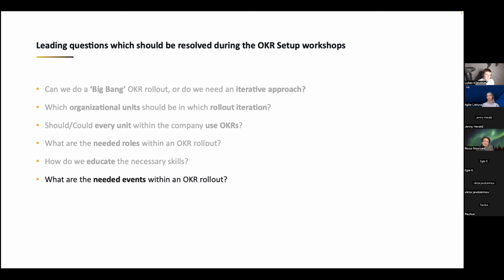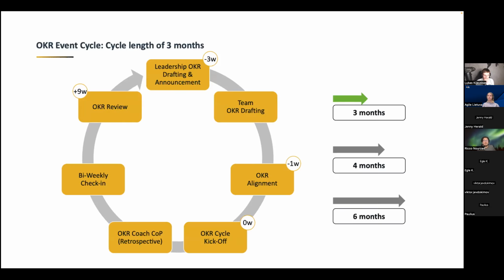And last but not least, let me go shortly back to that question again. It brings me back to the roadmap. We are now within the initiation phase. And if you are in the execution phase, you will probably face some kind of event cycle. So you need some kind of rhythm, some kind of ceremonies. This rhythm always starts with the leadership OKR drafting and announcement. Afterwards, the teams have about one week to do the drafting and come up with their goals.